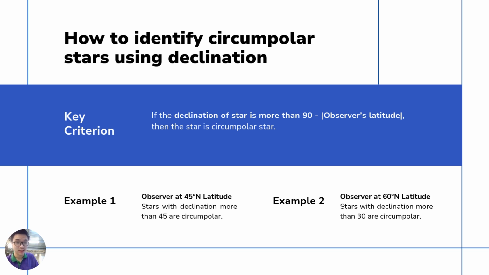If the declination of a star is more than 90 minus the absolute value of the observer's latitude, the star will be a circumpolar star. First example, if the observer is at 45 degrees latitude, stars with declination more than 45 are circumpolar. If the observer is at 60 degrees latitude, stars with declination more than 30 degrees are circumpolar.